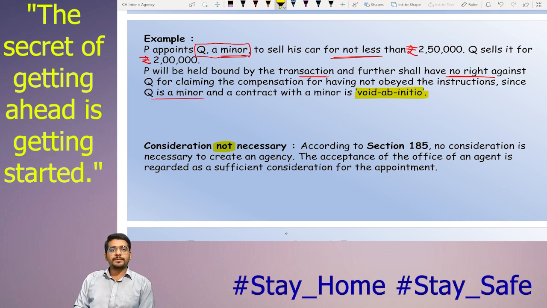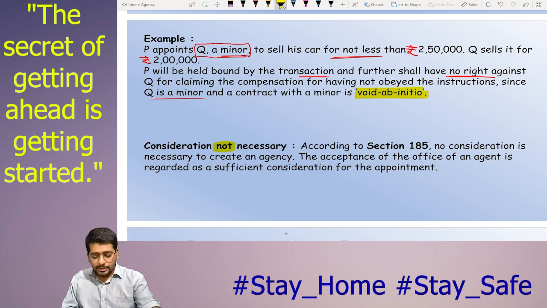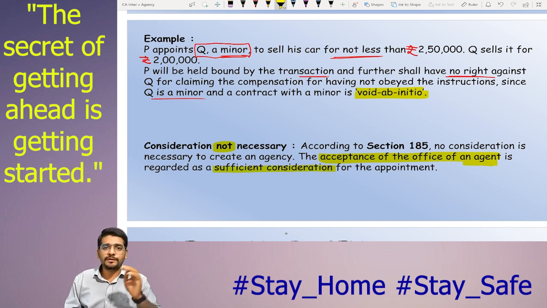Of course, yes. When your elder brother or sister tells you, hey, go get that thing from the shop, you are representing your brother or sister and going to the shop to get that thing. For that, are you going to get commission for sure? Are you entering into a contract where you are writing that I will take so and so amount of commission? No, it is not so. And that is why they are saying agency may or may not include commission. The acceptance of the office of an agent is regarded as a sufficient consideration in the appointment of agents.